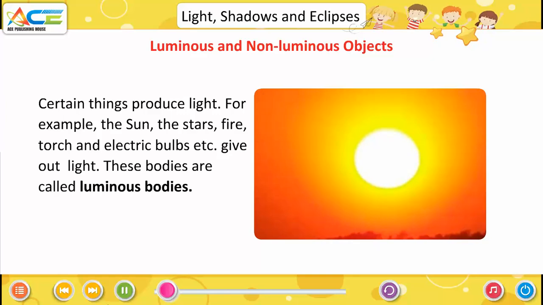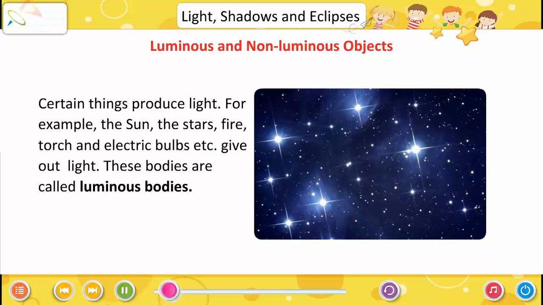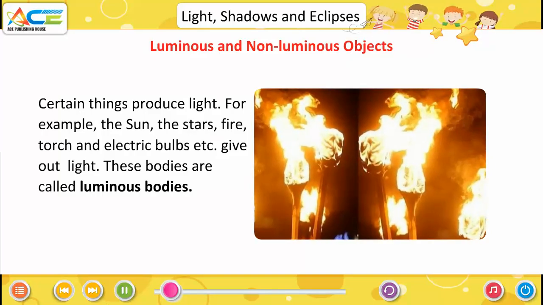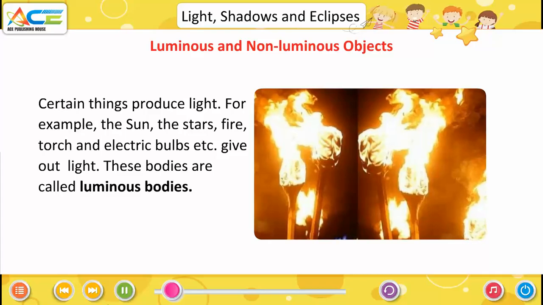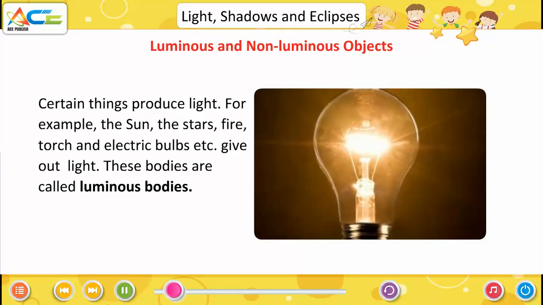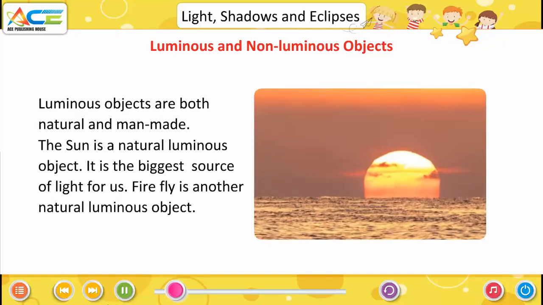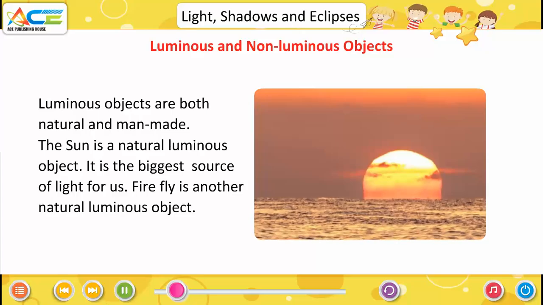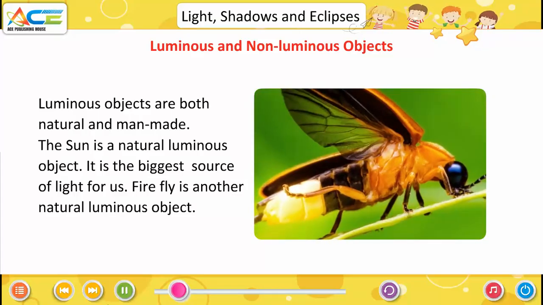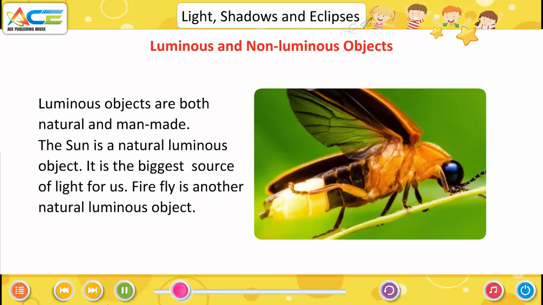Luminous and non-luminous objects. Certain things produce light. For example, the sun, the stars, fire, torch, and electric bulbs, etc. give out light. These bodies are called luminous bodies. Luminous objects are both natural and man-made. The sun is a natural luminous object. It is the biggest source of light for us.